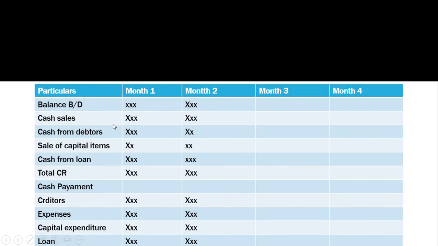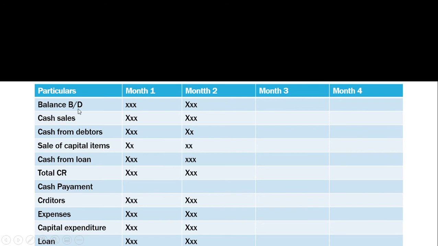So this is actually a simple format of the cash budget, but it's not complete, but I'll give you the explanation. So this is the pro forma itself. This is the format of the cash budget. Normally you write cash budget for the year ended, for the month of January, February, March. So these are samples. So we have particulars, month 1, month 2, month 3, month 4, until 12 months.